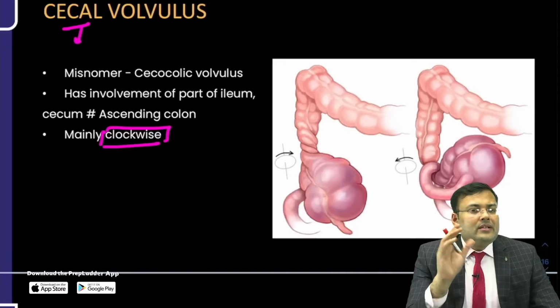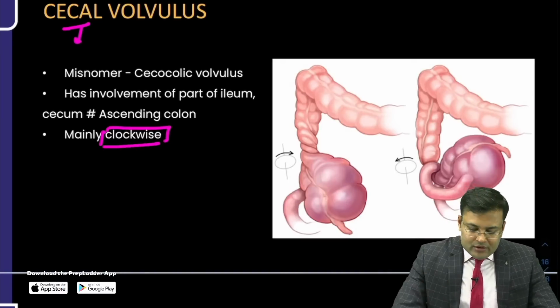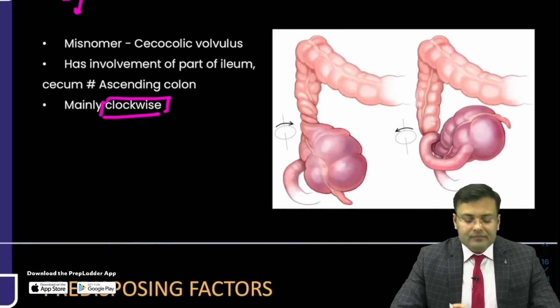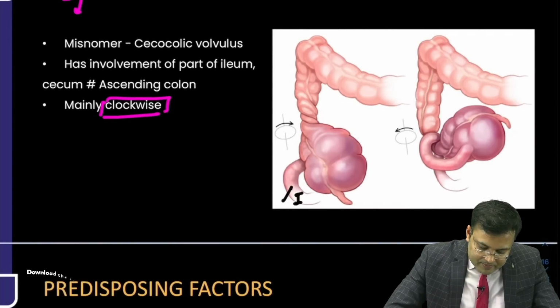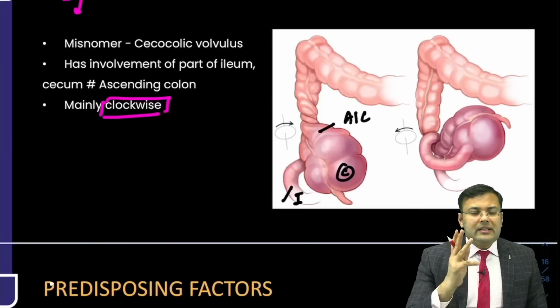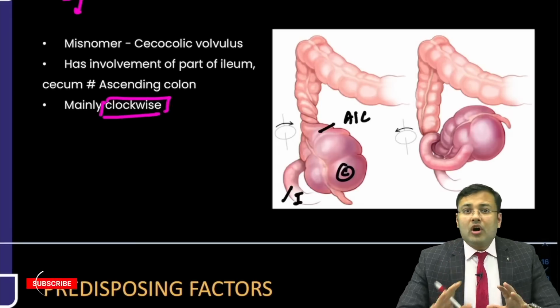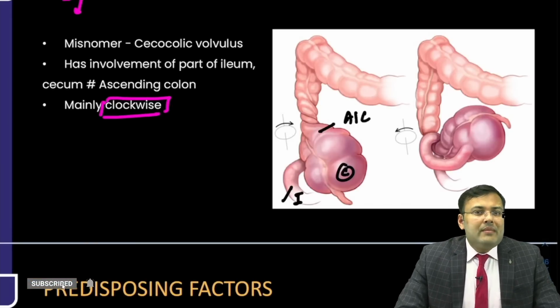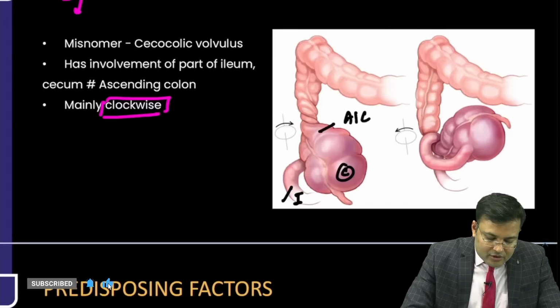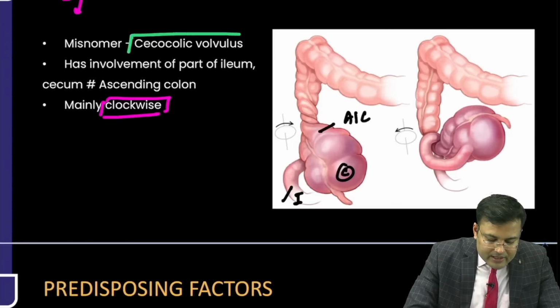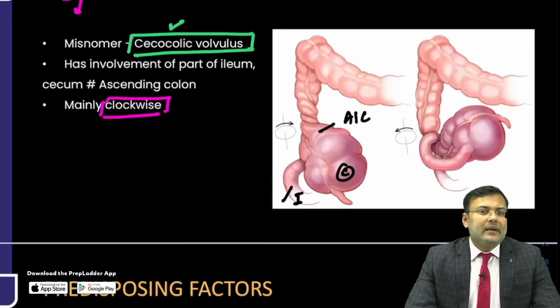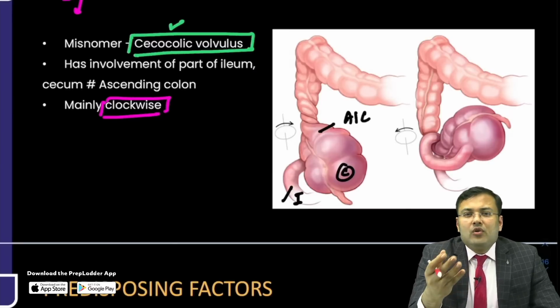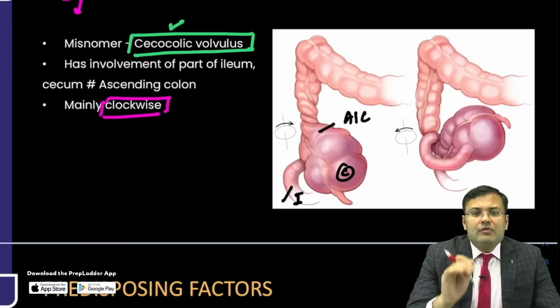See, in cecal volvulus, not only the cecum is involved in torsion. Now see what parts are involved. You can see here, this is ileum, this is cecum, this is ascending colon. Since ileum, cecum and ascending colon are all involved, the name is cecal volvulus. It's a misnomer. The correct term should be cecocolic volvulus, because apart from the cecum, the ascending colon as well as part of the ileum is also involved.